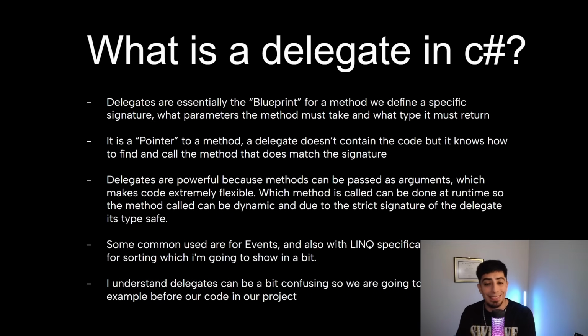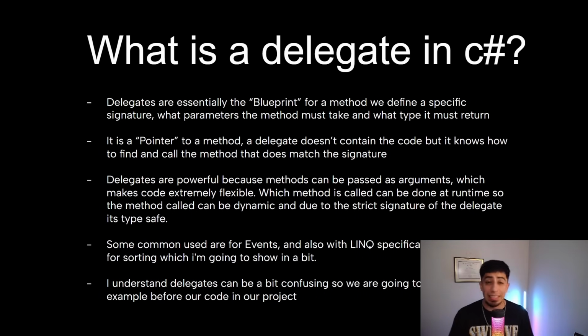Delegates are powerful because methods can be passed as arguments, which makes code extremely flexible. Which method is called can be done at runtime, so the method can be dynamic, and due to the strict signature of the delegates, it's type safe. And we're gonna see this when we actually get to my sorting example that I'm gonna have for you guys, where we are taking advantage of passing in methods as arguments, as well as during runtime, choosing what method we're gonna use. Some common uses for it are events as well, and also with LINQ specifically, IQueryables like for sorting, which I'm gonna show you guys in a bit.